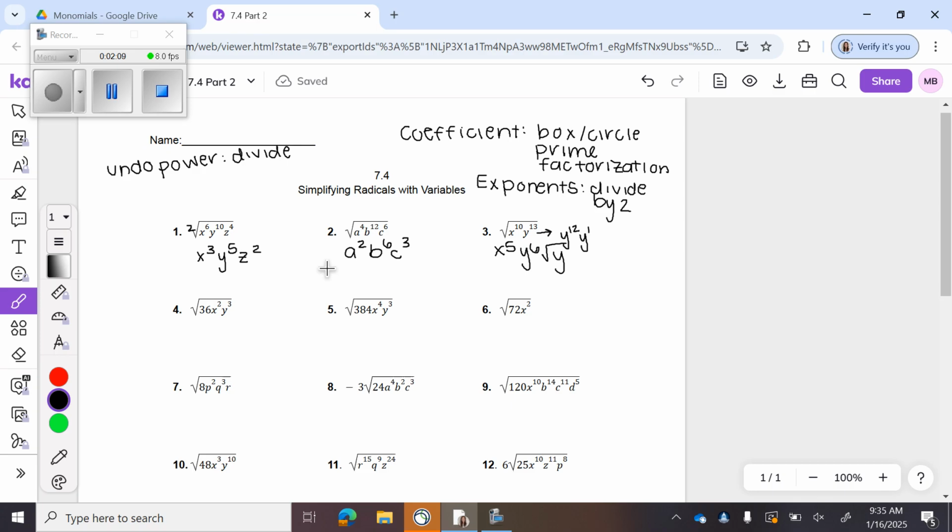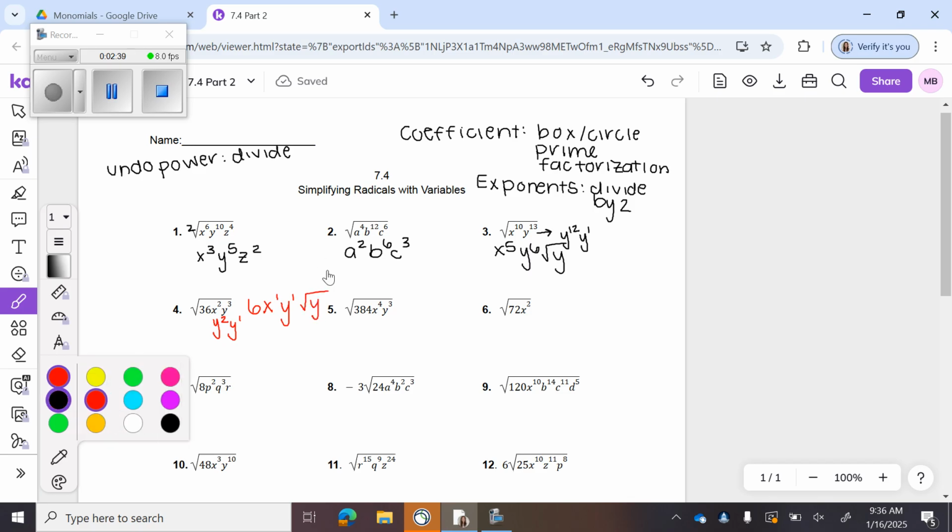All right, number 4, I got to start by breaking down my coefficient, 36. So I might know off the top of my head that the square root of 36 is 6. Okay? Then I can divide this 2 by 2, and 2 divided by 2 is 1. And then I've got y to the 3rd. Well, that's odd. So I'm going to split it into the next lowest even, which would be the 2nd, and y to the 1st. Well, when I do 2 divided by 2, I get y to the 1st. I can't divide that one by 2, so it's going to stay inside.